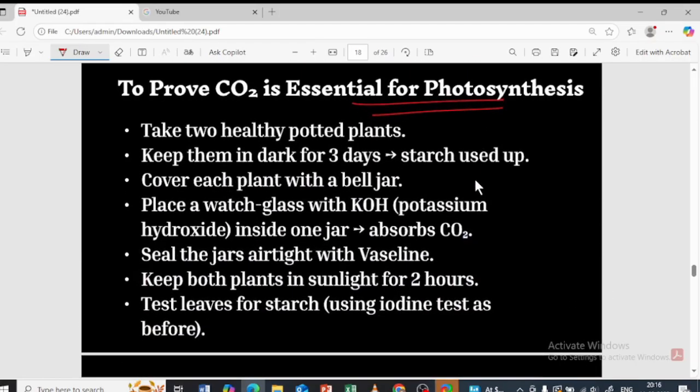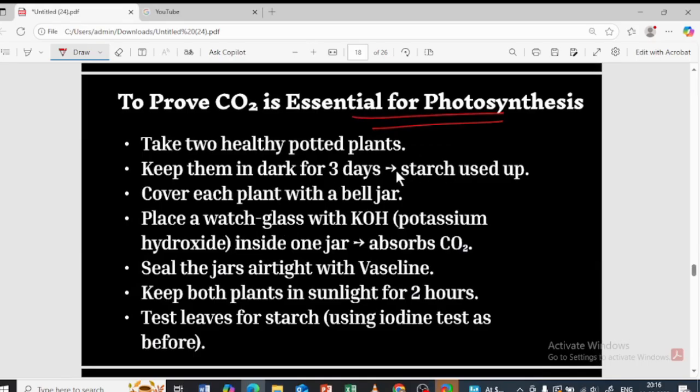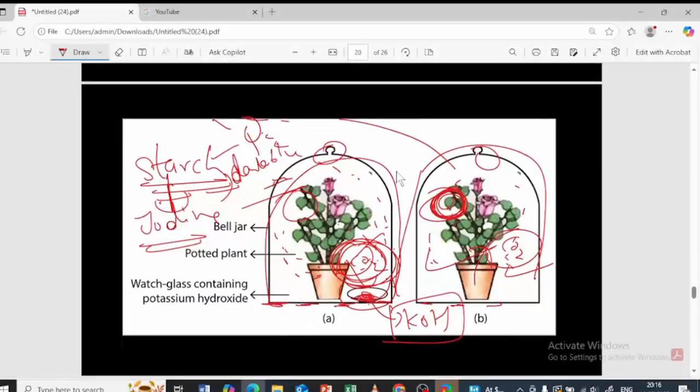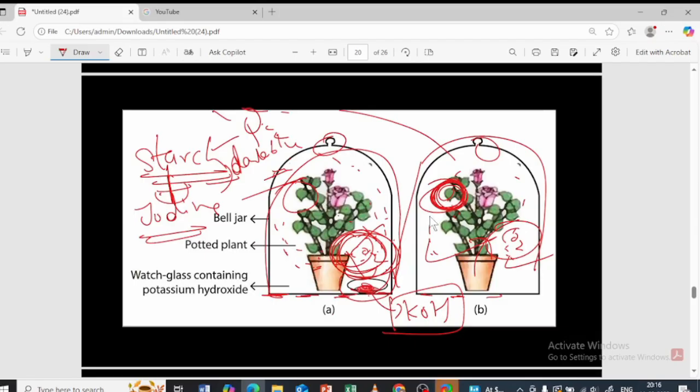There is one more experiment to show that carbon dioxide is also essential. We are going to take two potted plants and keep them in a dark room to use up the starch. Then we will keep them under the sunlight. We will cover them with a bell jar, applying some Vaseline so that no air escapes. We are going to keep them for several hours, and before that we are going to keep a china dish with potassium hydroxide in one of them.